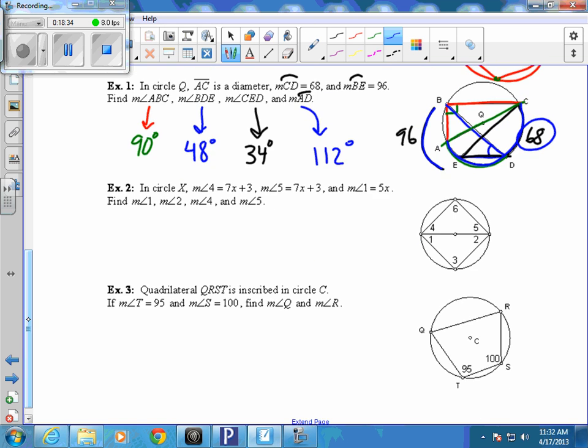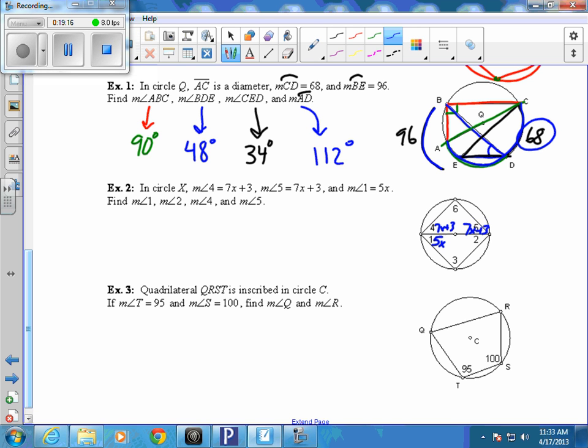Okay. Next example. In circle X, angle 4 is 7x plus 3, angle 5 is 7x plus 3, angle 1 is 5x. Find angles 1, 2, 4, and 5. Well, remember that opposite angles in an inscribed quadrilateral are supplementary. So how do we do this?